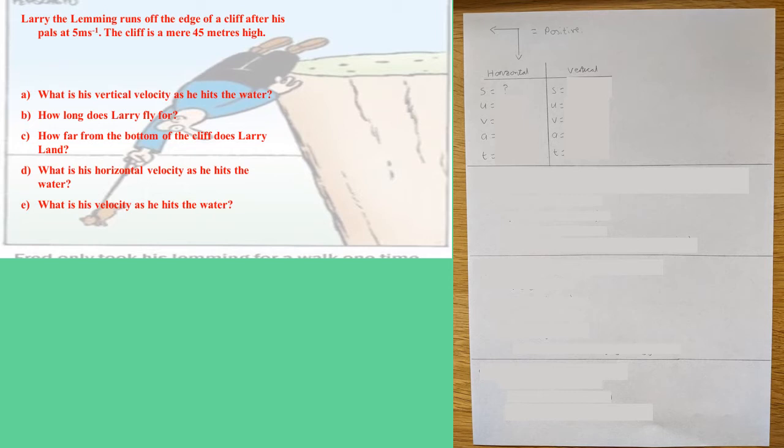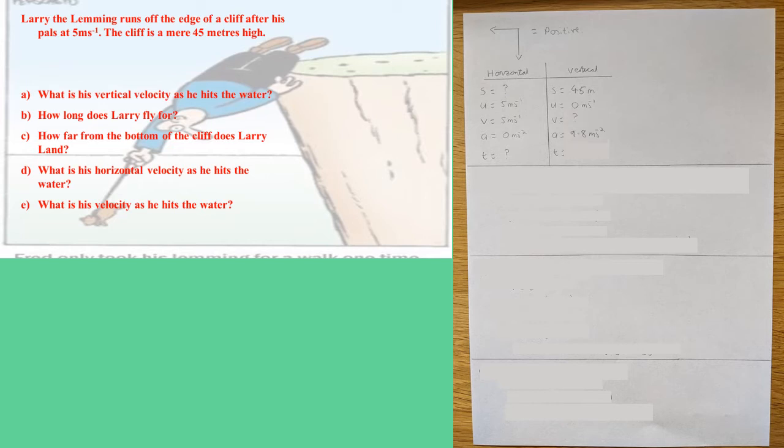We know the initial horizontal velocity is 5 meters per second, as is the final horizontal velocity, because that's constant. The acceleration is 0 horizontally, and time is one of the things we're trying to find. We know the vertical height is 45 meters. We know the initial vertical velocity is 0. We don't know the final vertical velocity. That's what we're going to find in part A.